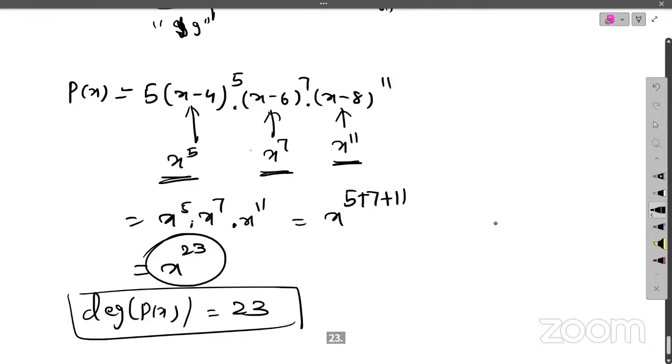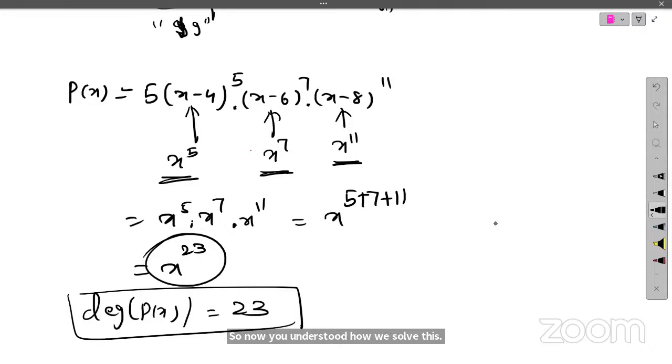So now you understood how we solve this? What is the meaning of degree? Okay. Any comment over this degree thing? Anyone?